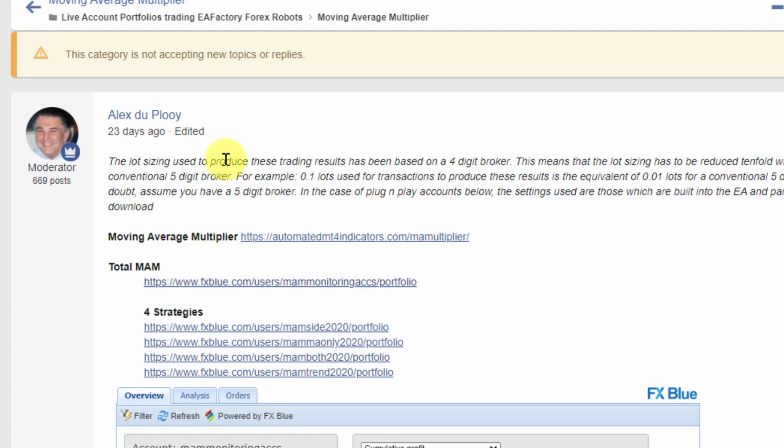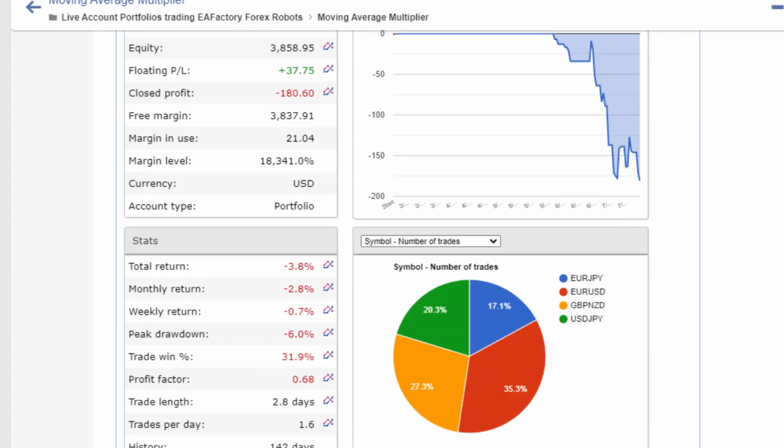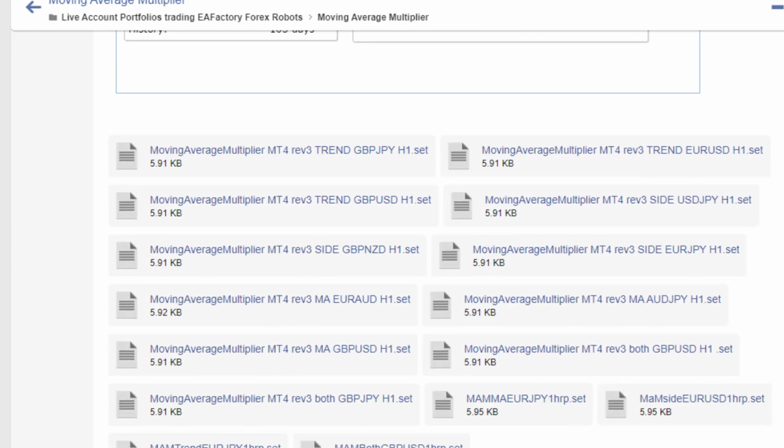So to find them, we go back to our summary here, and you'll see there's the overall summary, and then there are the 4 strategies, which are sideways, MA only, both, and trend. So we'll go down to the bottom, and there are all the settings. We were looking for the pound yen, and there we are. It's actually the first setting that cropped up. There we have moving average multiplier, it's the trend, it's the pound yen 1 hour. So there are the settings. You click on that, and you can download that set file and use it in your EA.